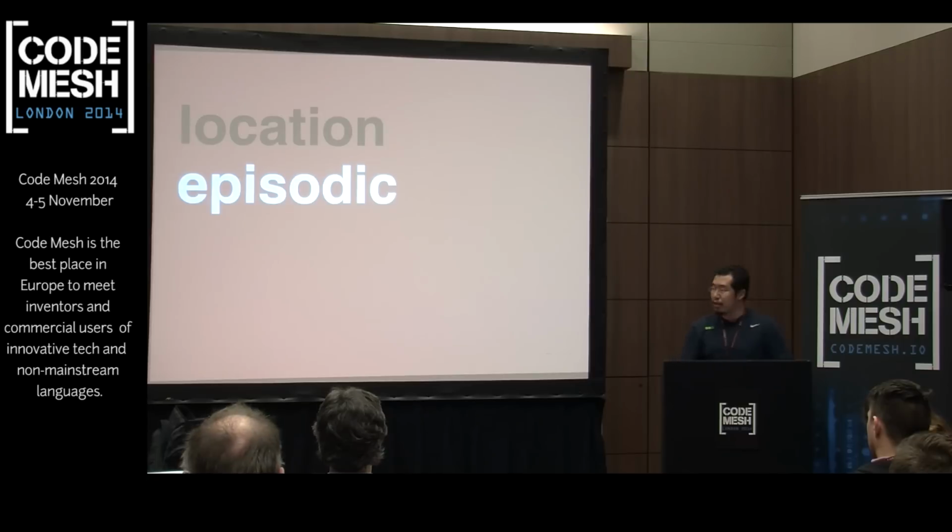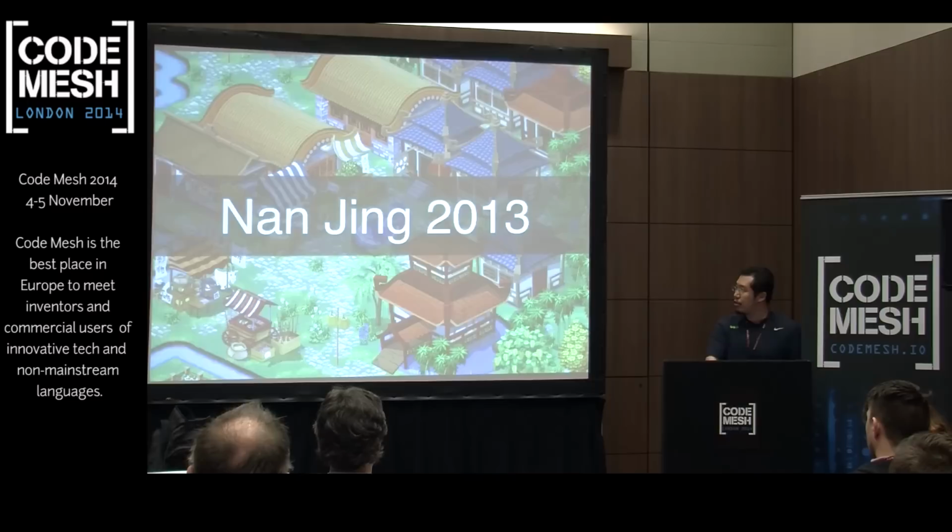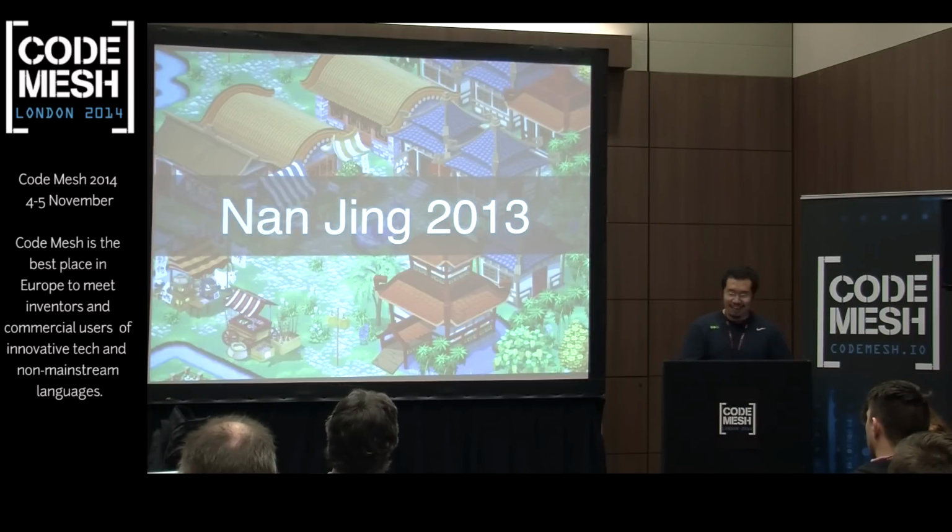It's an episodic, story-driven game. The storyline is broken up into seasons and episodes. Season 1 started in London back in 2012 and took the player all over Europe, to Germany, Spain, and Italy, just to name a few. And Season 2 then took the player to the Far East, to Nanjing, which is the ancient capital of China. And along the way, the players also had to travel to Japan and Korea and had to work with a clan of secret ninjas.